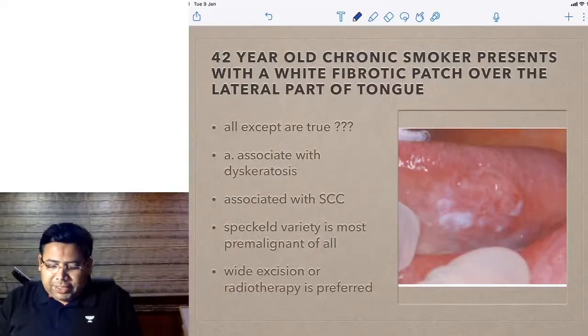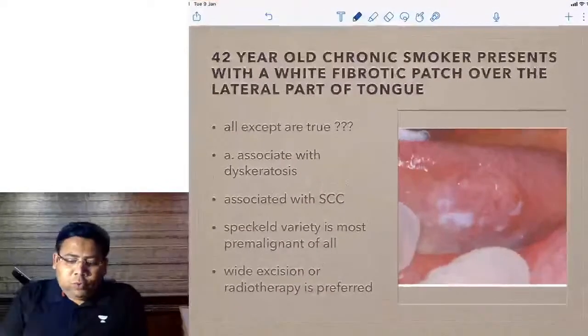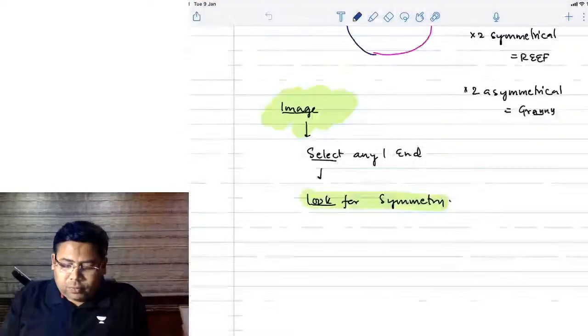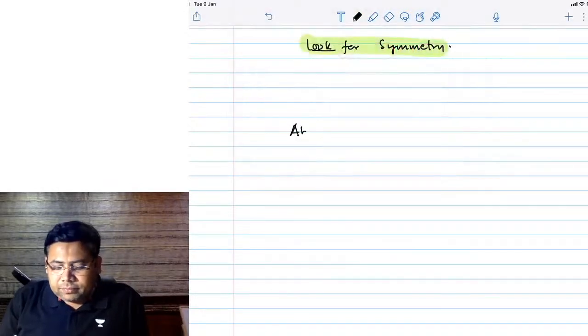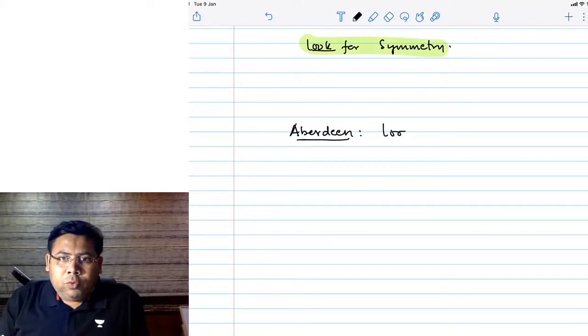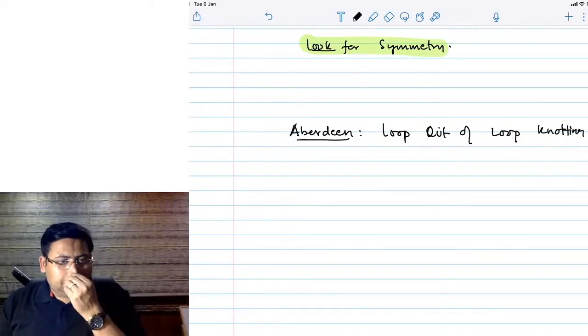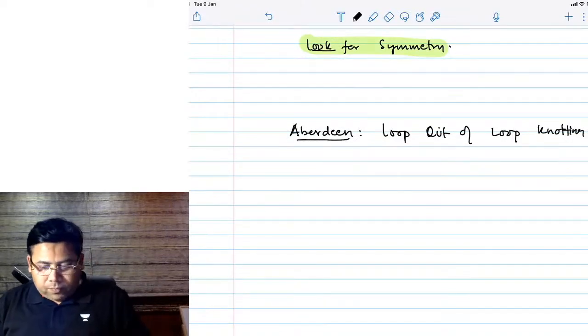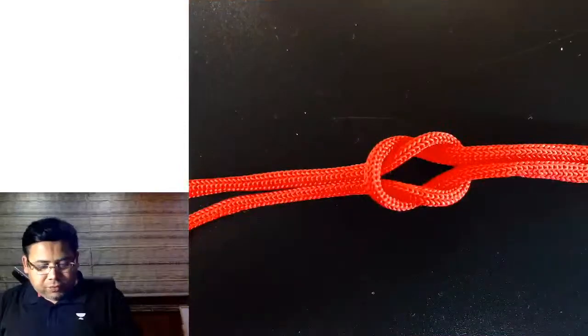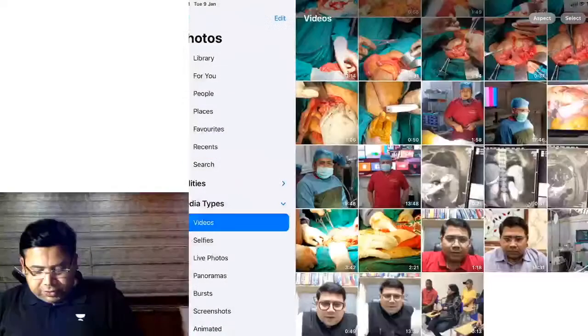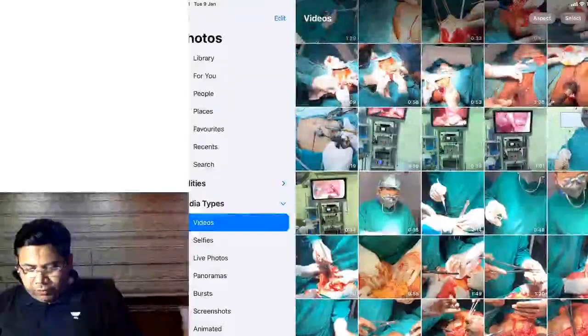Aberdeen is a loop out of loop knotting. Loop out of loop knotting. Let me show you a video and you will understand better. One of your friends is having a confusion in knots, so I will definitely show you a video where you can better understand.